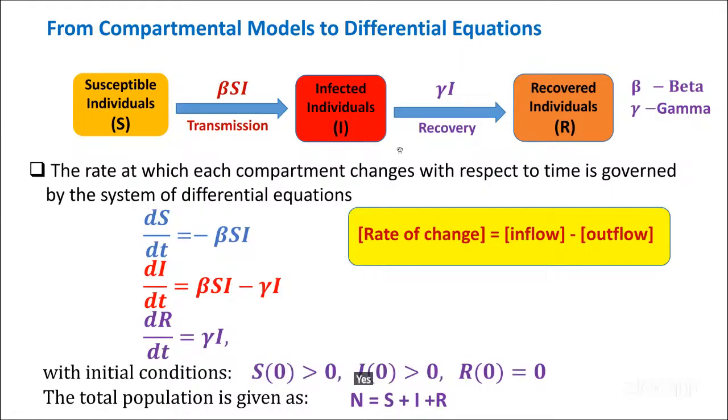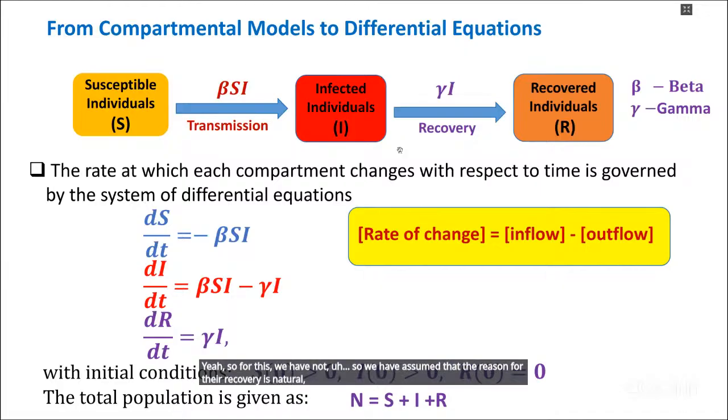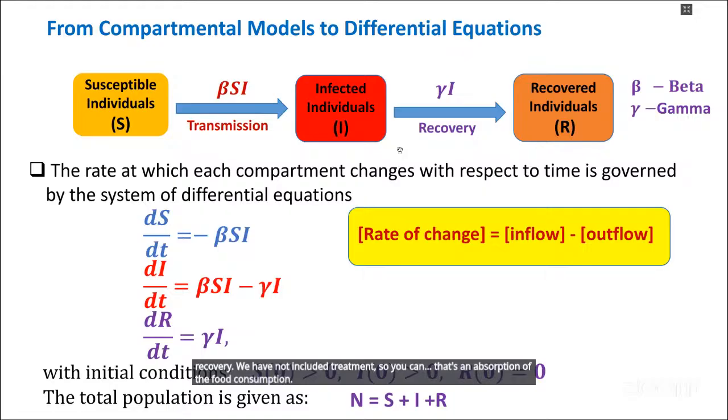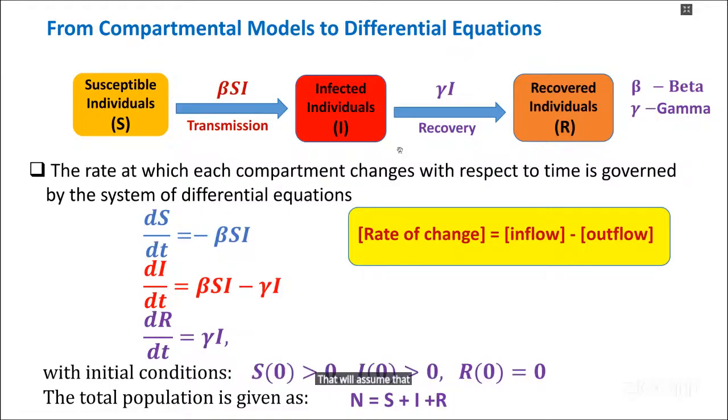Yes, Shimon? Okay. Yeah, so for this, we have assumed that the reason for their recovery is natural recovery. We have not included treatment. So that's a good assumption, that those in the infected class recover naturally. And for infectious disease, it makes sense that people without treatment can recover. Thank you. Another assumption, what other assumption? Yeah.